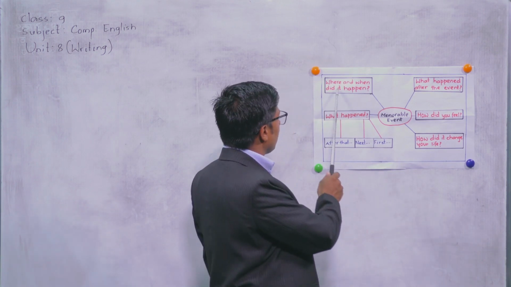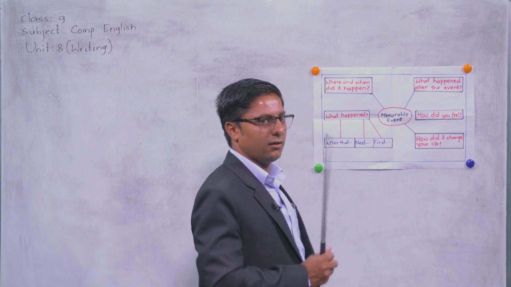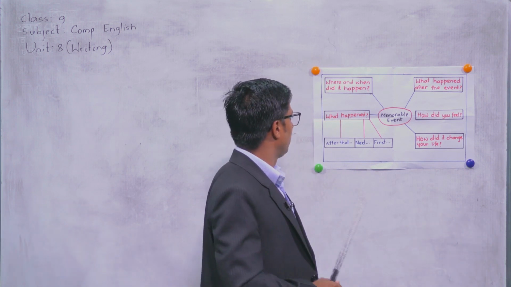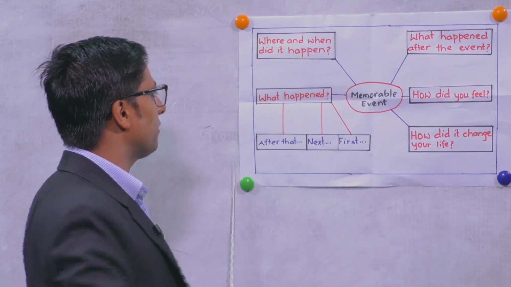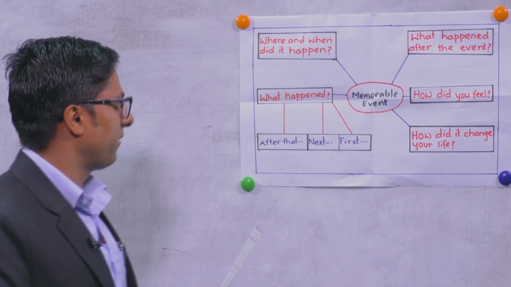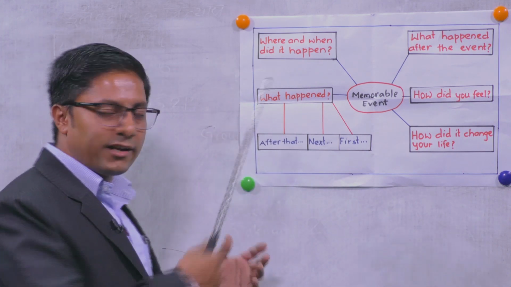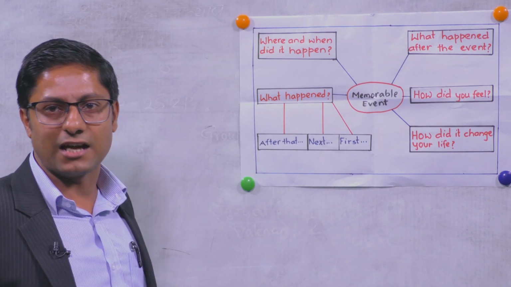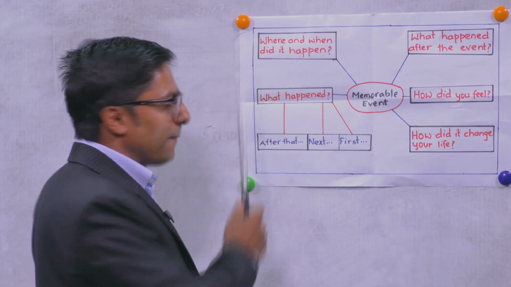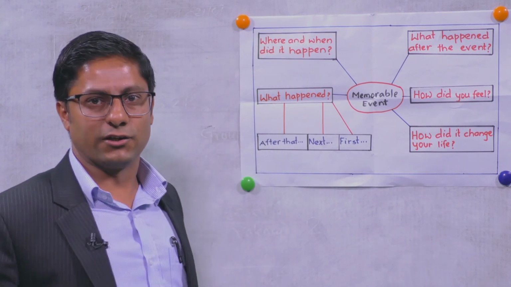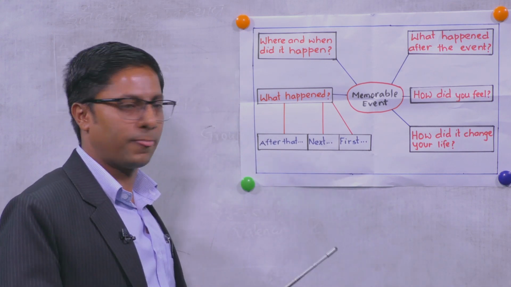So, see, where and when did it happen? First, think about this. Recall the memorable event you are thinking of. When did it happen and where did it happen? For example, maybe when you were a small child, maybe when you were a school student studying in class 5, 6, or like that. Similarly, it might have happened in your school, in your village, or in some city or town. So think of the place also.